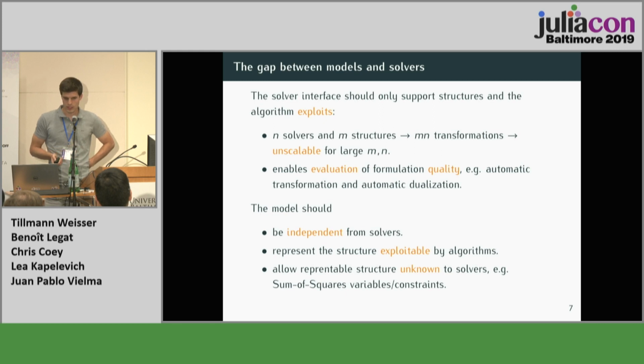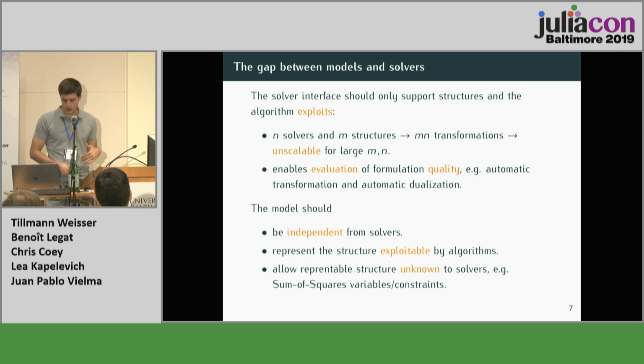So you basically want the solver to only say what kind of constraint it natively supports, meaning by that which kind of structure it actually exploits when solving, and the rest it can just say it's not supporting, and it will just be bridged automatically.